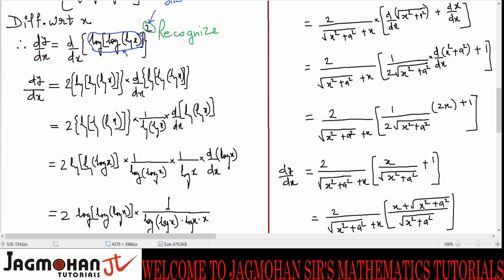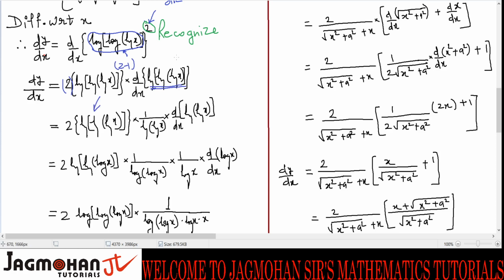This 2 will come here, it will become the coefficient. So 2 log of log x raised to 2 minus 1. 2 minus 1 is 1. That's why it is not written here. Into d by dx of log x. You know why d by dx of this? Because this is f of x. It is f of x raised to 2. The next step you have, this thing is copied as it is.